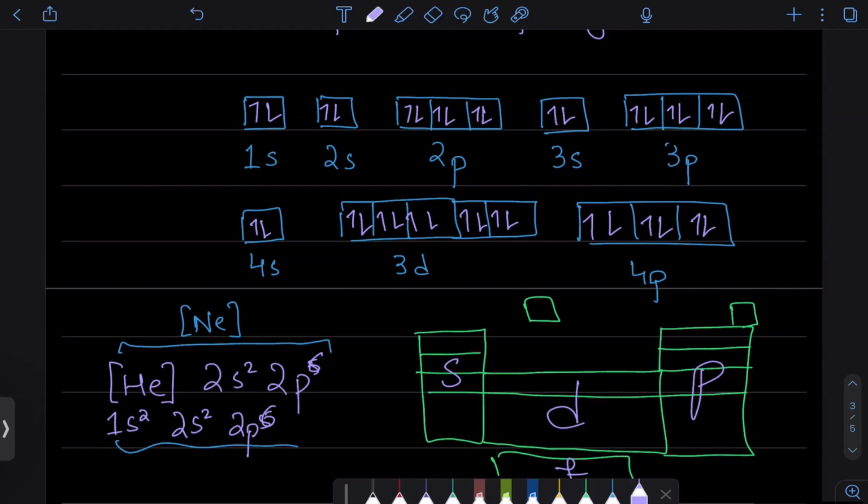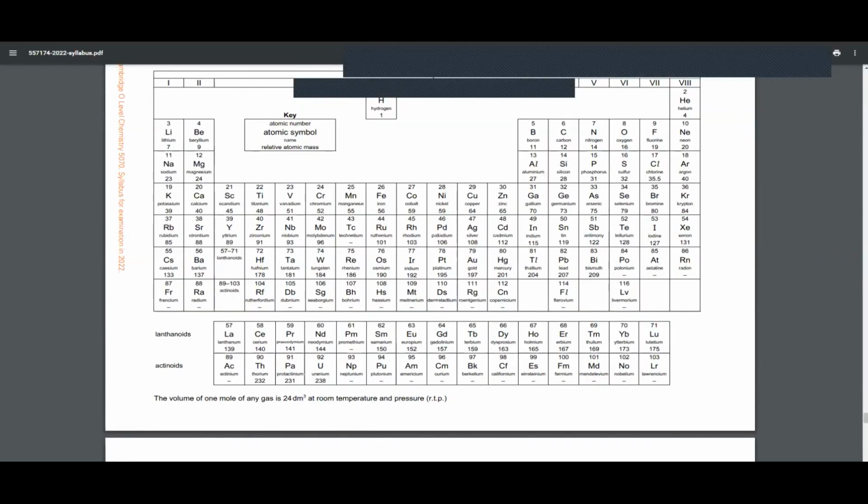Now let me try this out with the periodic table. Sir, if we fill 4s before 3d, does that mean we remove from 4s first or from 3d first? Okay, removal happens in the reverse order of filling. So if you filled this first, then you will remove it later. Okay, thank you.